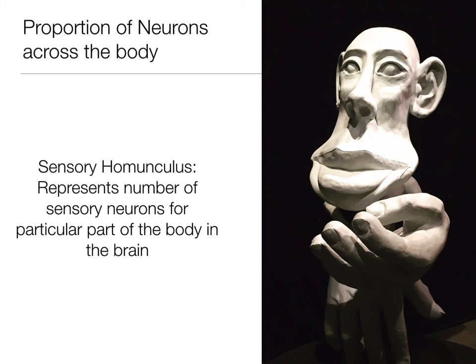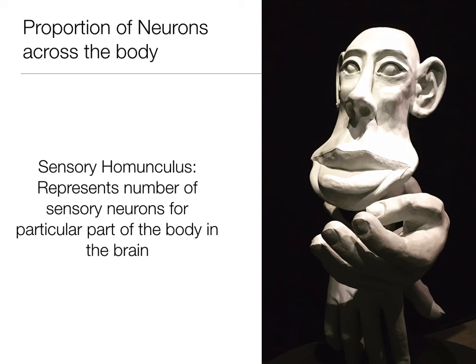And I really nerded out this summer because they had a whole thing on the brain. In fact, there's several images that I have that I got there because they were so great. But this is a sensory homunculus, and it represents the number of sensory neurons that you have for a particular part of your body.